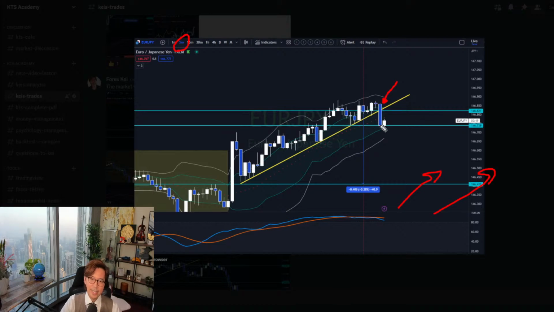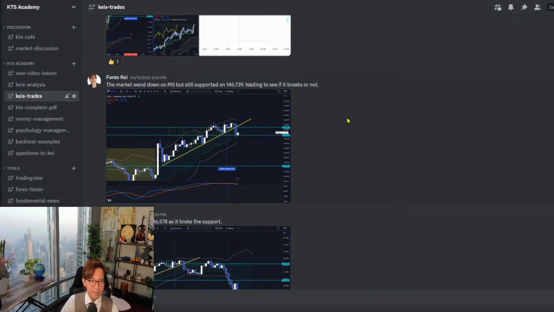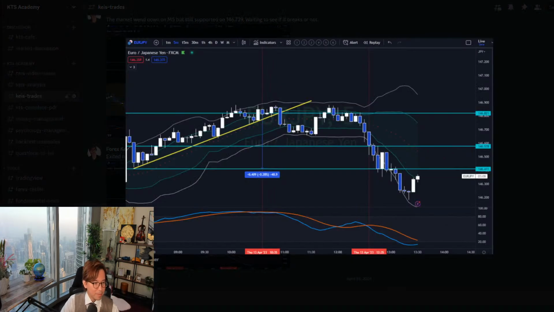So I was getting ready to exit my trade when I see this big bearish bar. And then after that, the market did not break that resistance, but instead it became a double top and the neckline was broken. So this was my stop loss, and this is where I entered the trade to buy. I exited over here, and that's how I got the loss on the Euro JPY.